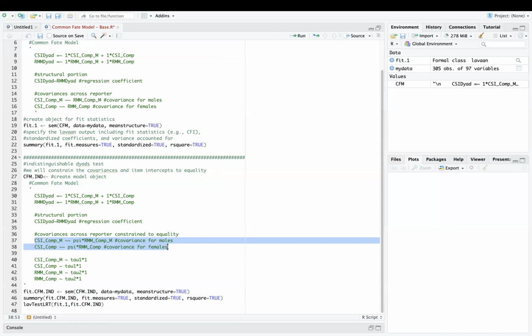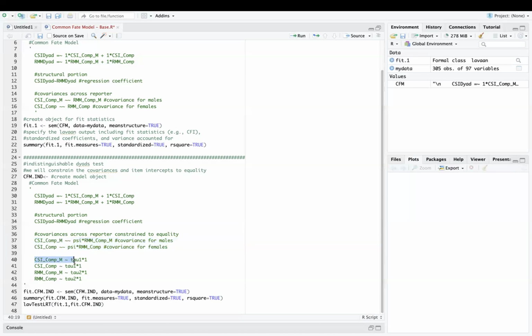So before, males had their own and females had their own, but now we are essentially taking a dyadic average. It's not exactly the same thing as a dyadic average, but that's kind of how you can think about it. So we're only going to actually estimate 1 parameter, and it's going to be the same for both male and female. So that gives us a degree of freedom.